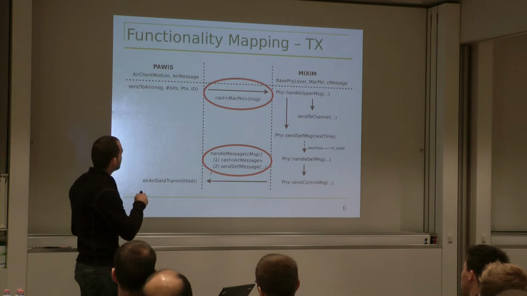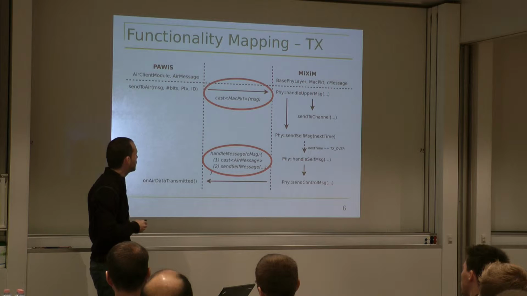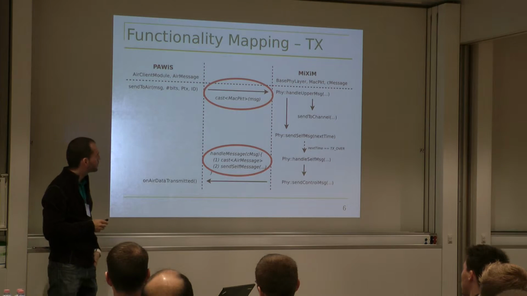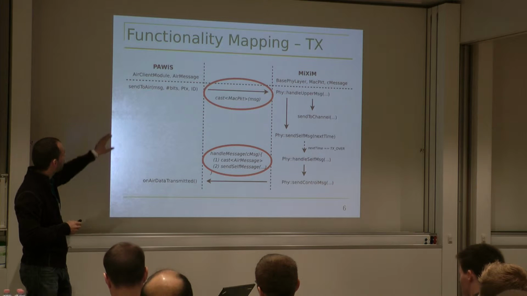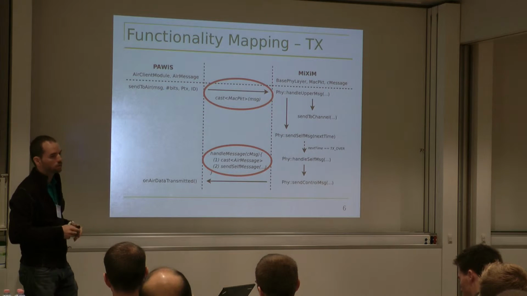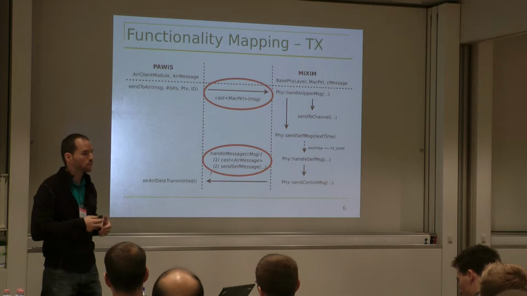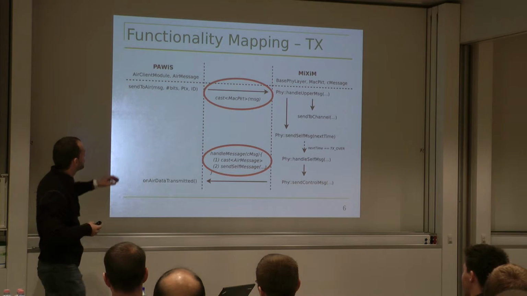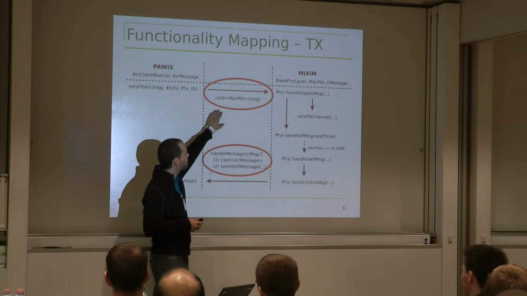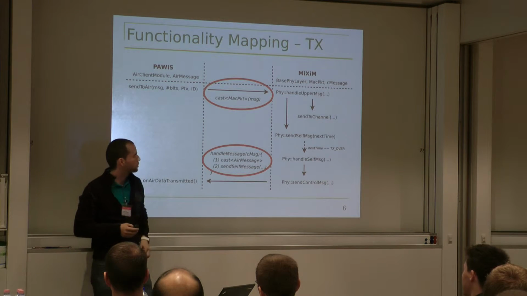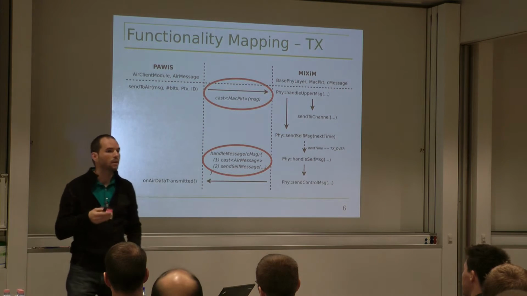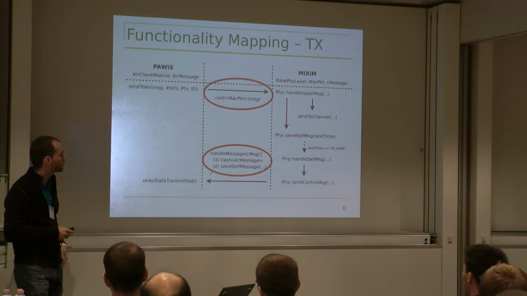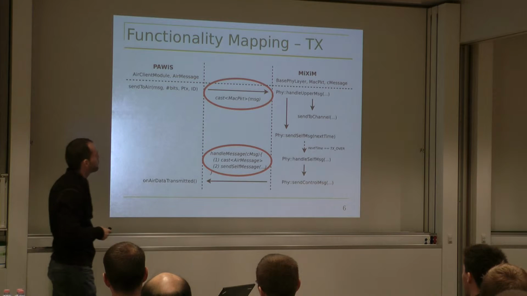So here is the functionality mapping for the TX part. On the left side, you have the PAWiS framework. On the right side, you have the MiXiM framework. For example, if the radio module wants to transmit a message from the PAWiS framework, this message is first cast to a MAC packet and then handed to the phy layer of the MiXiM framework. Therefore, the PAWiS framework is seen as the MAC layer from the point of view of the MiXiM framework.